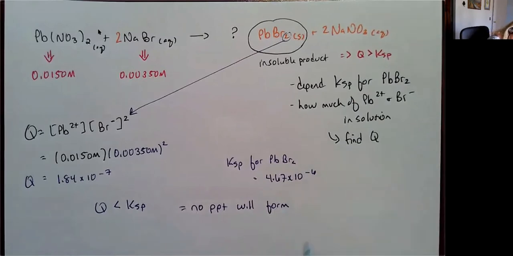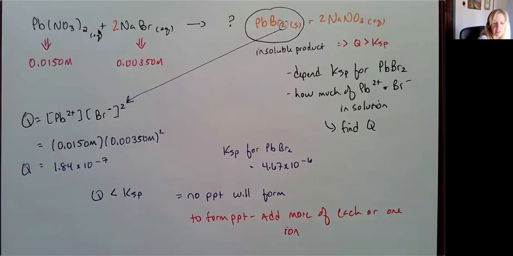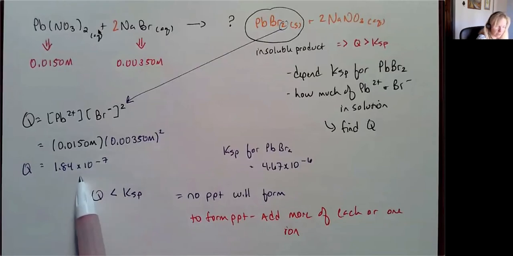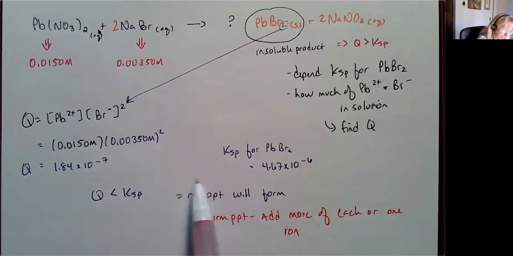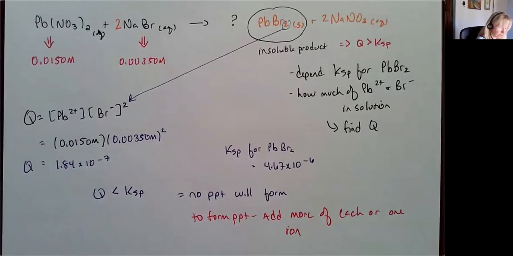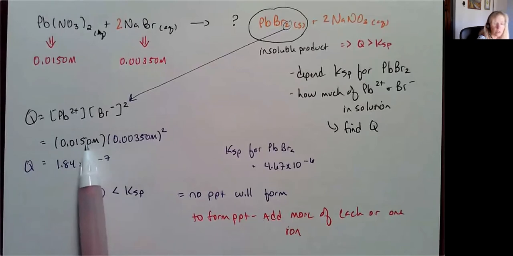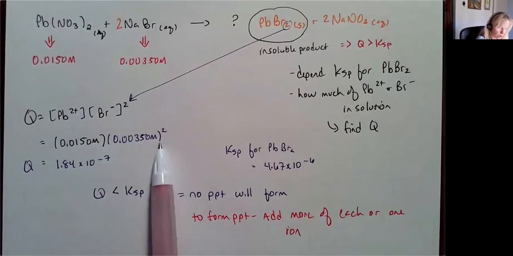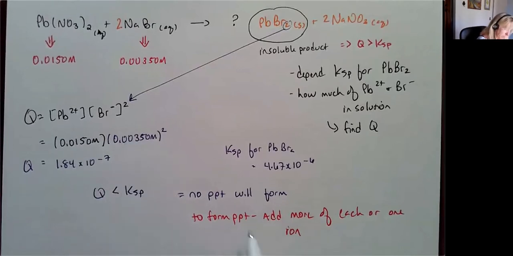If I want to form a precipitate, I'm going to need to add more of one or both of the ions. So if I add more of this, that's going to make my Q higher. If I add more of this, that's going to make my Q higher. As my Q gets closer to KSP and surpasses KSP, that's going to shift the direction of that reaction. So I could add in more of both, or I could just add in more of one of them to form my precipitate.